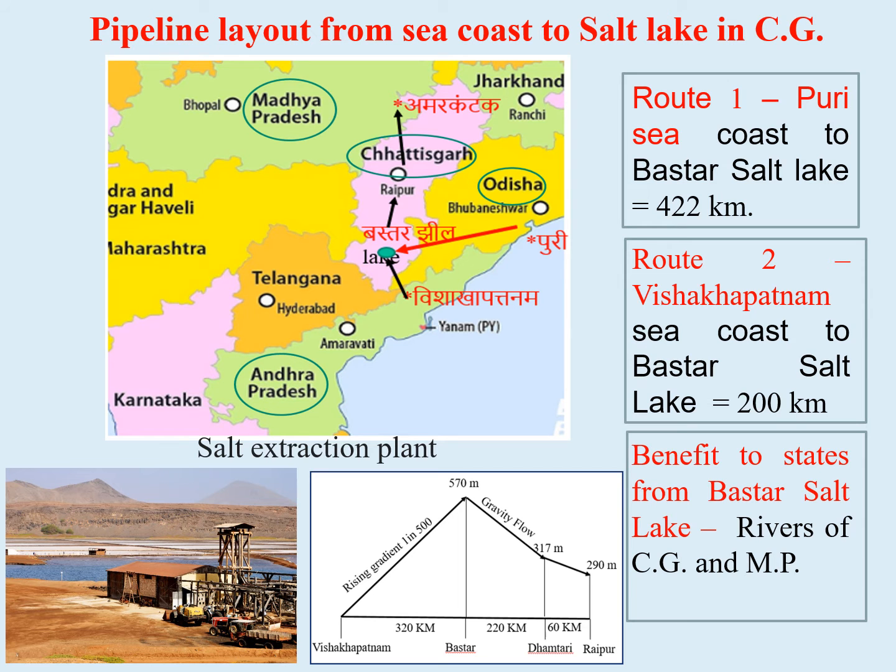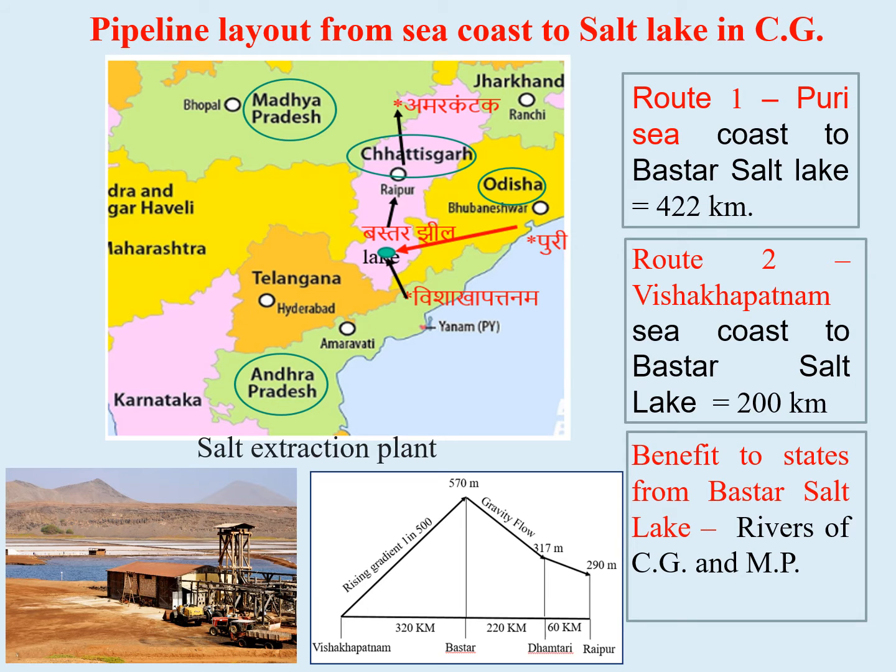Google reconnaissance surveys show a proposal of 2 routes to pump seawater into the lake. 1. Vishakhapatnam, AP, to Bastar Seawater Lake is 200 km. 2. Puri in Orissa, to Bastar Seawater Lake is 422 km. 3. Interstate Seawater Board is formed to process the permission formalities to draw seawater for lake construction in any state. Proposal 1 is economical, therefore, an MOU between AP and CG government is to be executed to draw seawater.